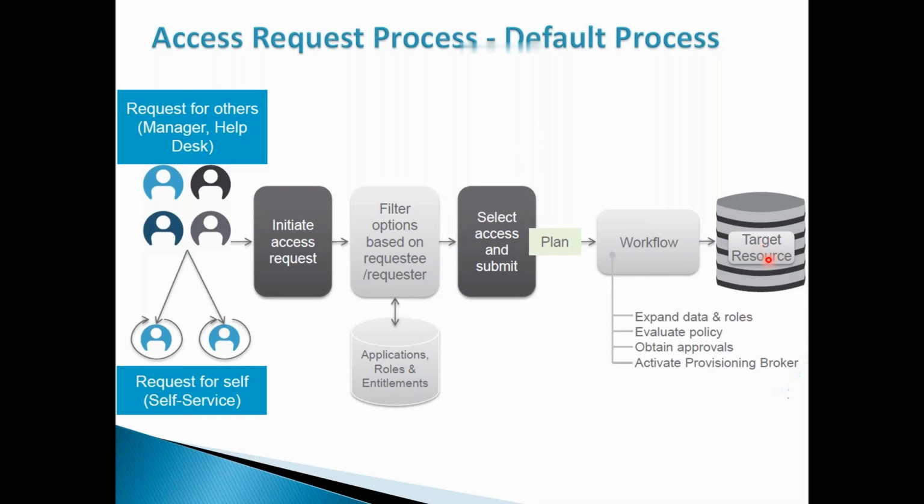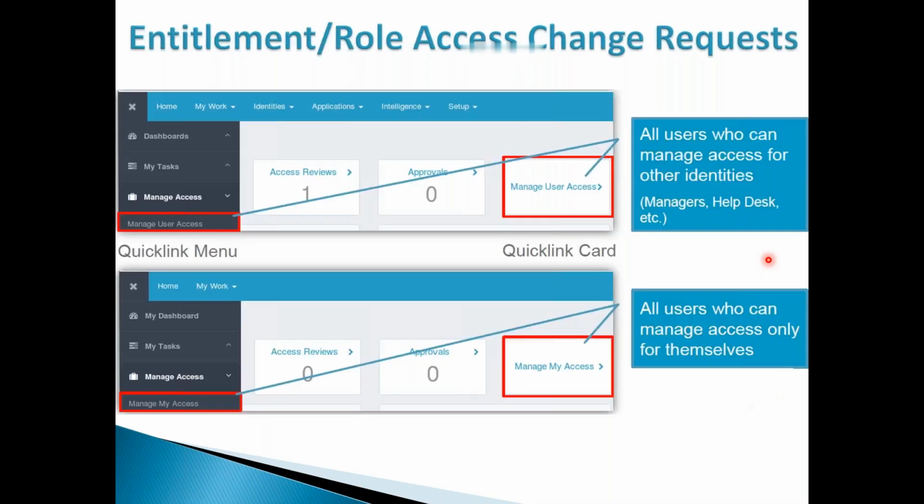So what exactly is here, two things you are seeing. One is manage user access, another one is manage my access. Manage user access says that you are a manager or any employee who can go and change any user's access. How we are going to configure that, I'm going to show you in some time. This tab, manage user access, says you can go and modify any of the users. While for manage my access, both quick links are the same, only the name is different based on the functionality.